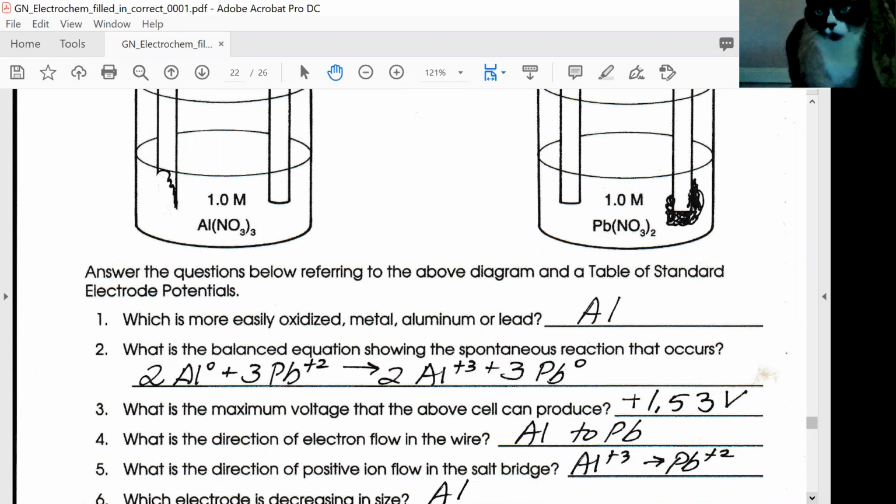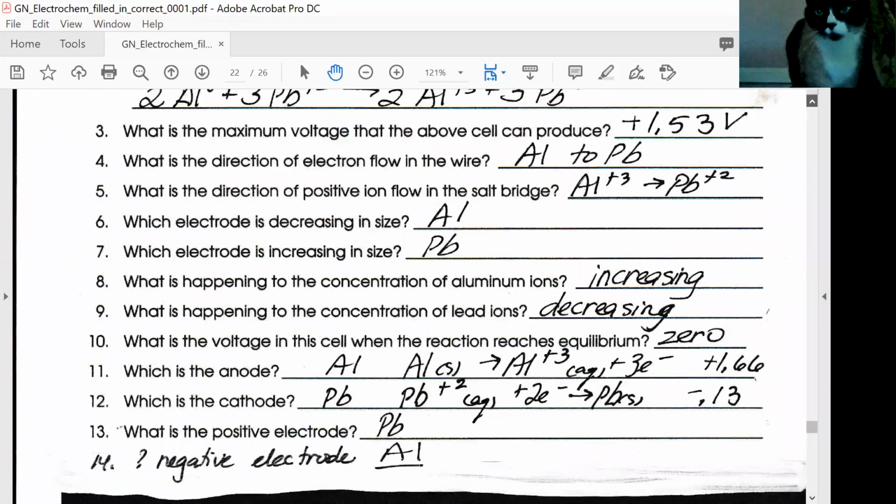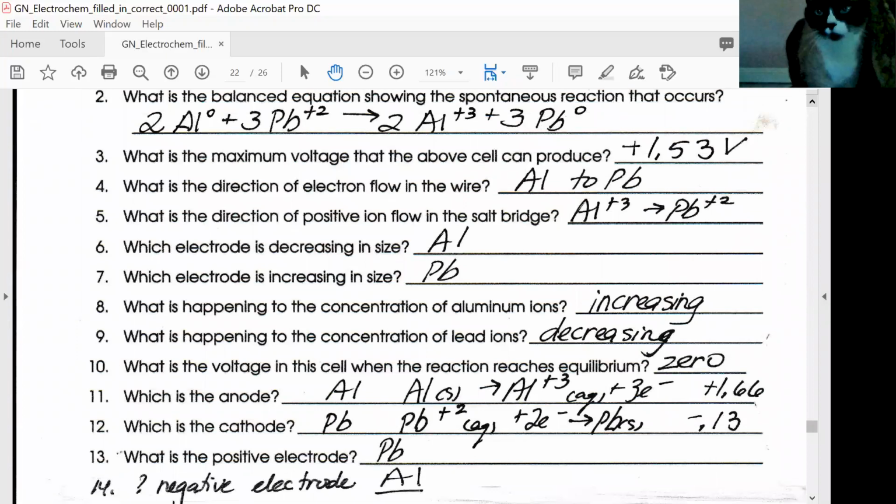What is the balanced equation? So it's 2 aluminum plus 3 lead goes to 2 aluminum plus 3 lead. You have to do the half reactions in order to determine this. So the maximum voltage is the 1.353. And I got that from down here. The direction of the electron flow in the wire is aluminum to lead. So aluminum is giving off electrons. Lead is gaining electrons. So it all goes back to the half reactions to be able to answer these questions.